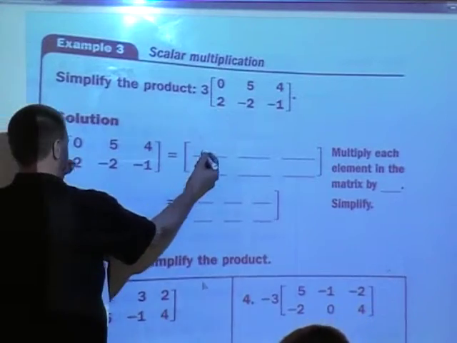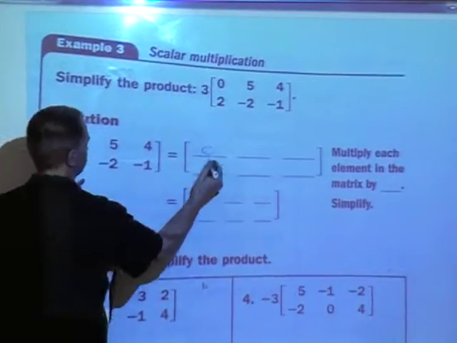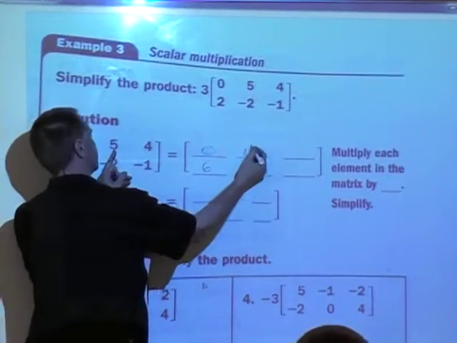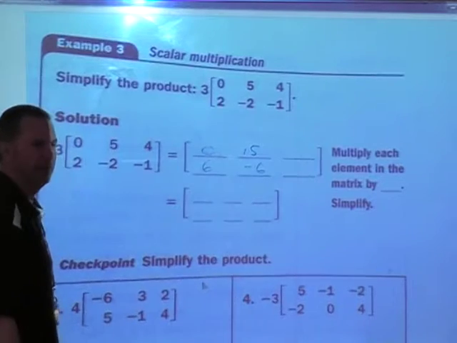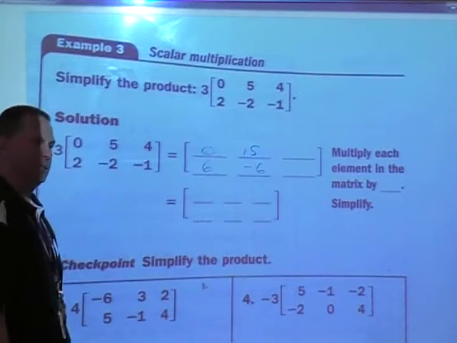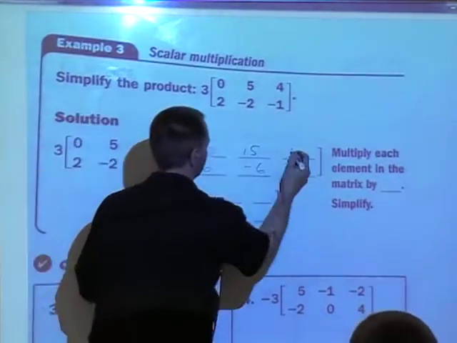What do I get? 0, 6, 15, negative 10. 3 times 5, 12 and negative 3.